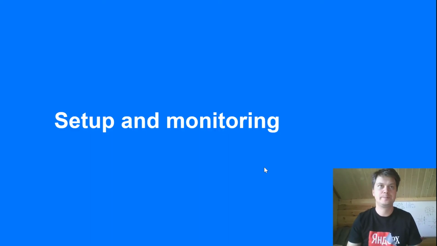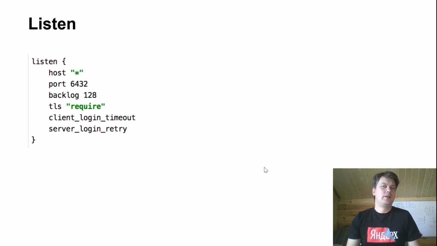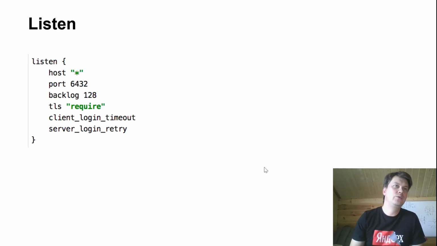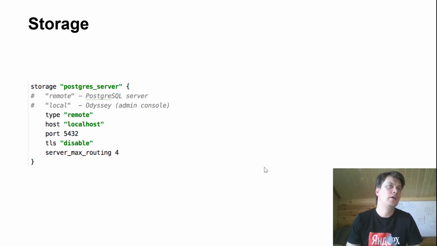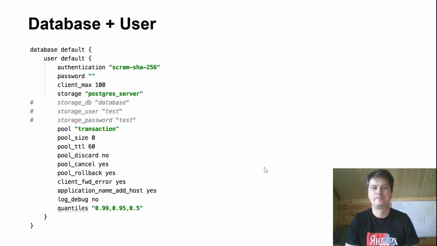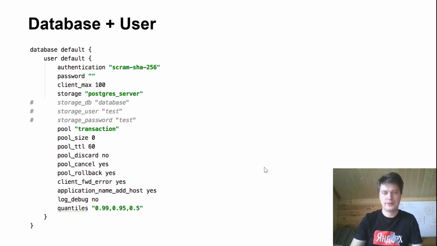How to set up and monitor Odyssey? Well, you need to specify which port you are using and which type of TLS you are using. You have to specify how to connect to a server, and remote connection means that you are connecting to Postgres. Local means you are connecting to the administrative console. You have to specify databases and users and provide their credentials, how they are authenticated and how they are then logged to the database.